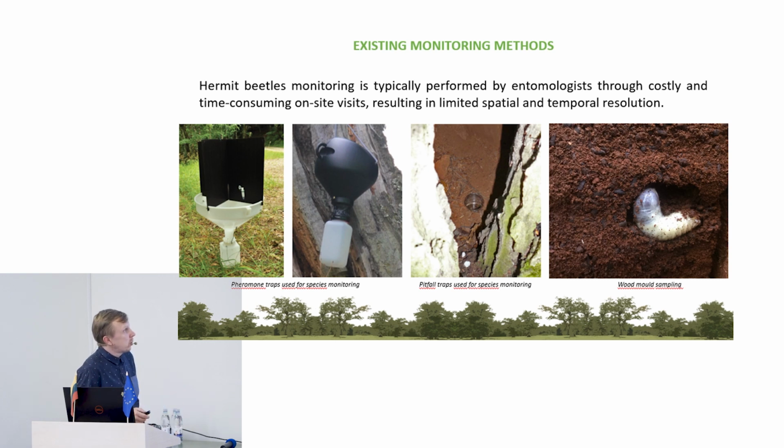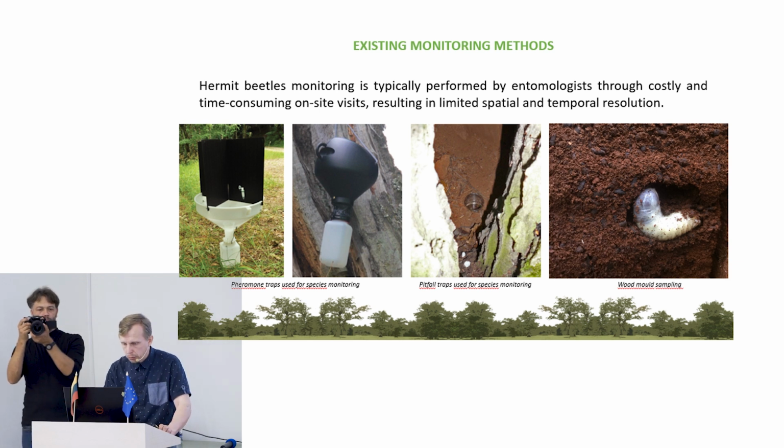Here you can see pitfall traps, pheromone traps of different construction, and also wood mold sampling, where we can also find larvae, some pellets, and maybe parts of imagos of Osmoderma individuals.